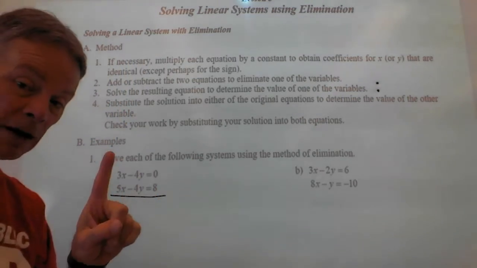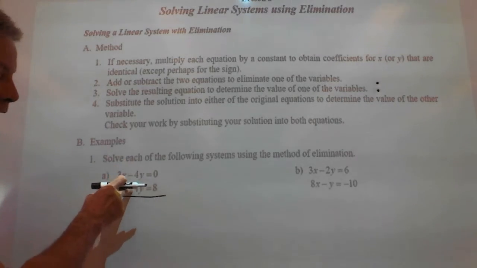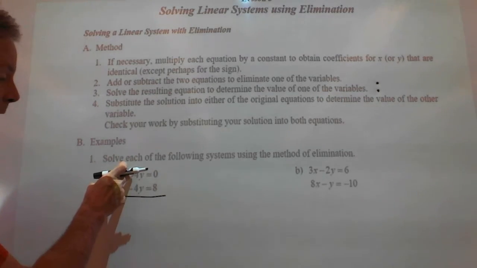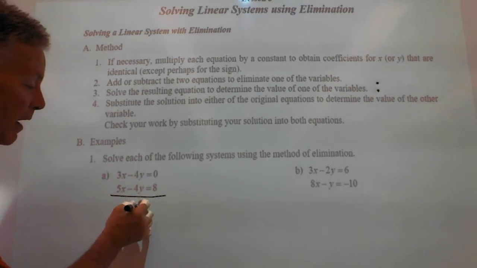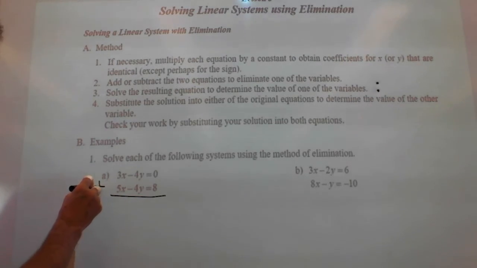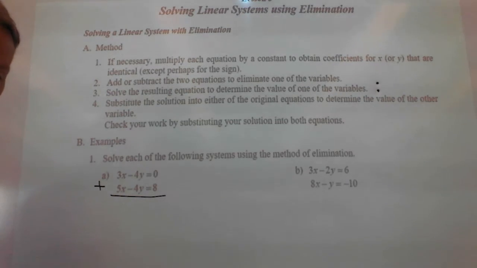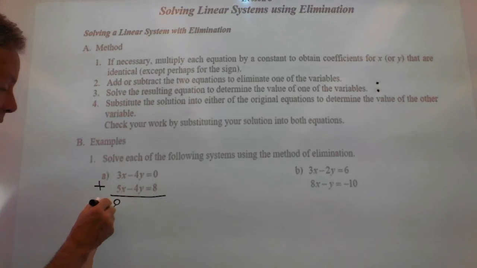If I subtract them, however, and go negative 4y minus negative 4y, that becomes negative 4y and positive 4y, and I will get 0. So in this case, if I add my two equations, look what happens. 3x plus 5x is 8x.